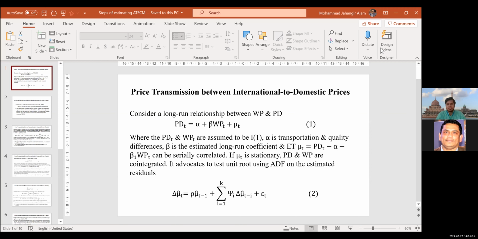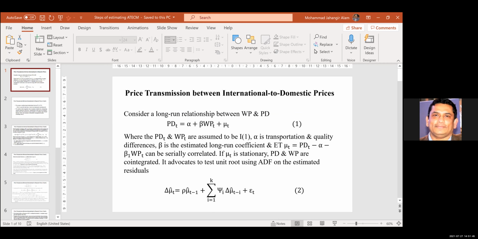Okay. The first question, the transportation and quality difference. The law of one price actually says that if there is a price change in one market, and if markets function well, the price change in one market will immediately transfer to other markets. So in our case, if there is a price change in the world market, that will get transmitted to changes in the domestic market.